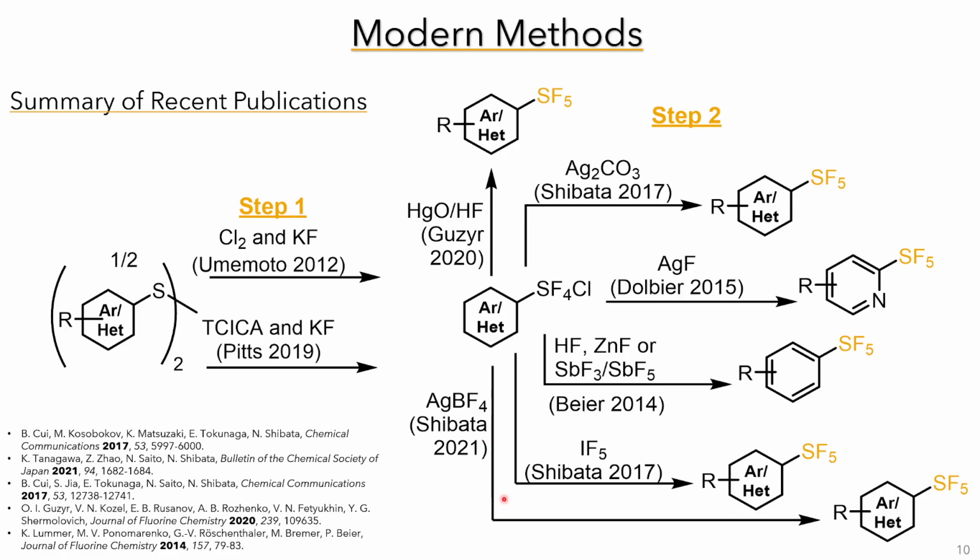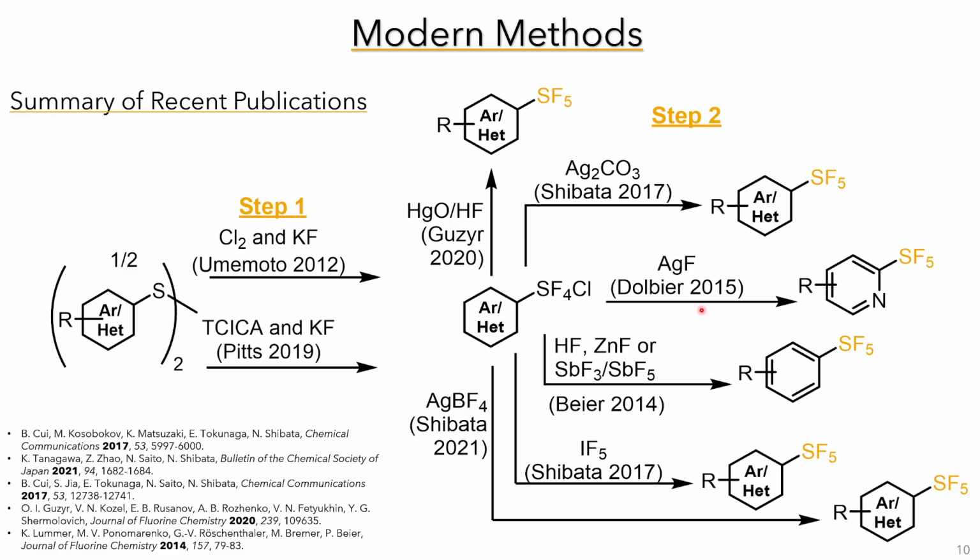In fact, just in 2021, a few months ago, the Shibata group reported the use of silver tetrafluoroborate in order to form the SF5 group as a step 2. But various, and this is not a comprehensive list, just some of the more popular ones, various second step Cl-F exchange routes have been reported in recent years.